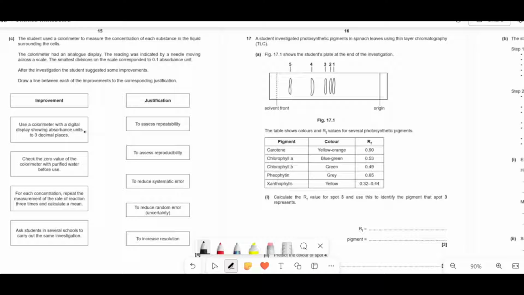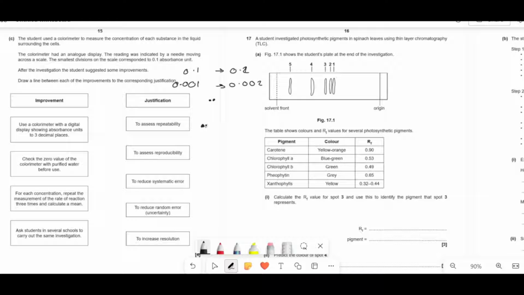So it says, use a colorimeter with a digital display to show absorbance to 3 decimal places. If that is the case, then it means you can distinguish between 2 spots better, because this thing can only tell the difference between 0.1 and 0.2. If I did it to 0.123 and so on, you can see that I'm able to tell much more precise differences apart. So that is resolution. It's the ability to tell apart 2 very close points.